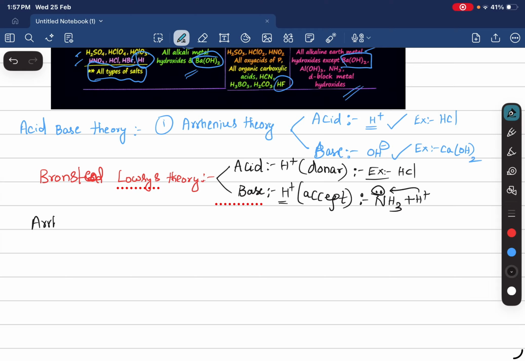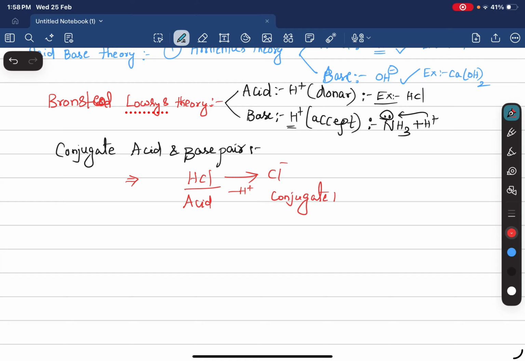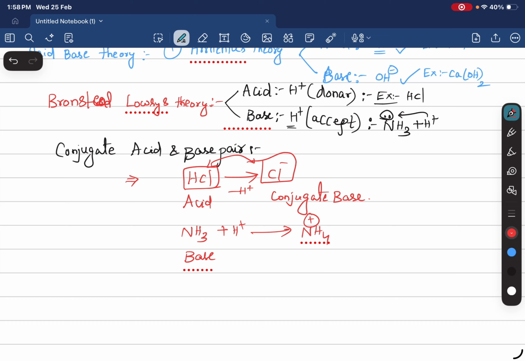Here one more concept we can discuss: the conjugate acid base pair. So what does it mean? Let us take HCl. After loss of H plus we get Cl minus. So this is the acid, and this is the conjugate base. In the same way NH3 is a base. After accepting H plus we get NH4 plus. So the pair which differs by one H plus ion is called a conjugate acid base pair.